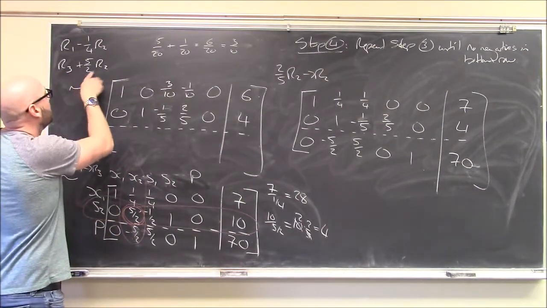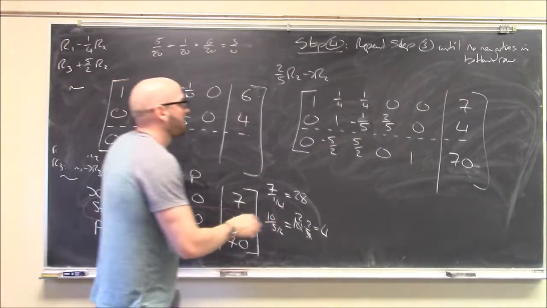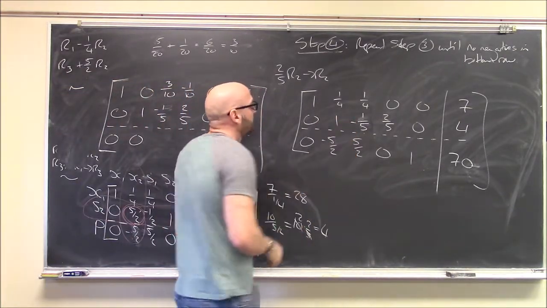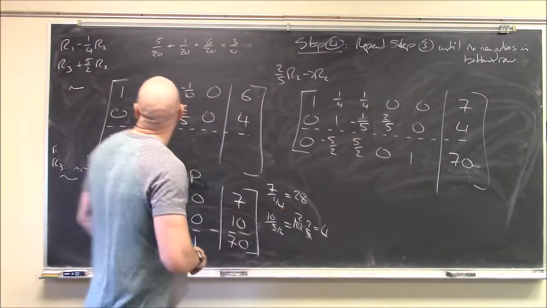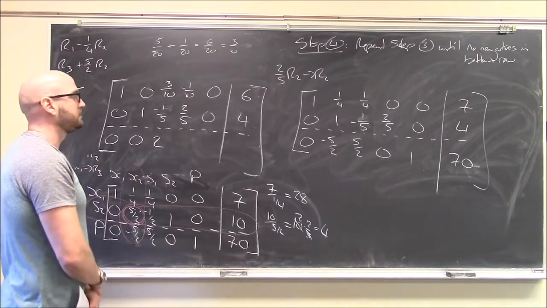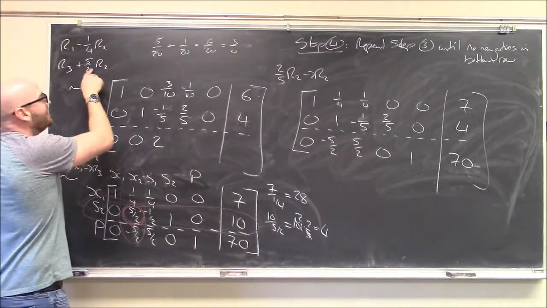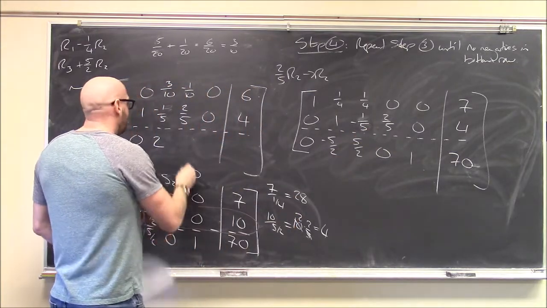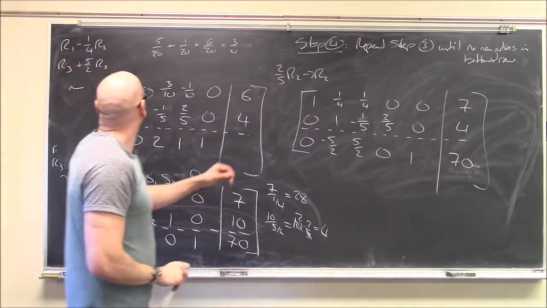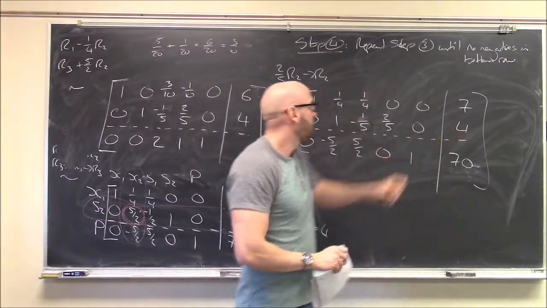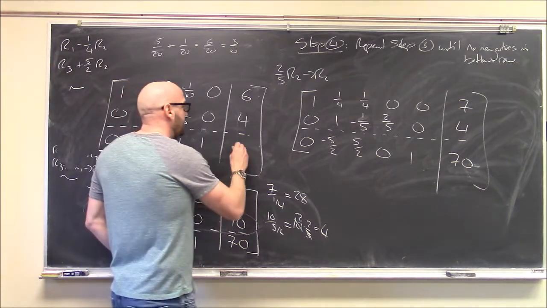I've got row 3 plus 5/2 times row 2. 0 plus 5/2 times 0 is 0. Minus 5/2 plus 5/2 is 0, just like we wanted. 5/2 plus 5/2 times -1/5. 5/2 times -1/5 is -1/2. So 5/2 minus 1/2 is 4/2, or just 2. 0 plus 5/2 times 2/5. 5/2 times 2/5 is 1. So 0 plus 1 is 1. 1 plus 0, 1. And 70 plus 5/2 times 4. 4 times 5 over 2 is 20 over 2, or 10. So this is 70 plus 10, which is 80.